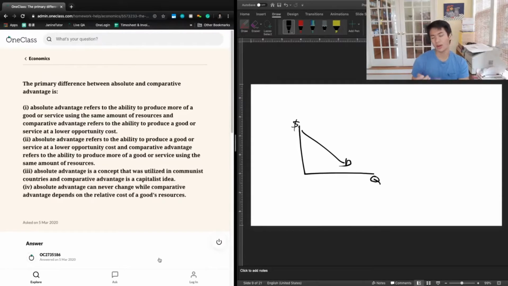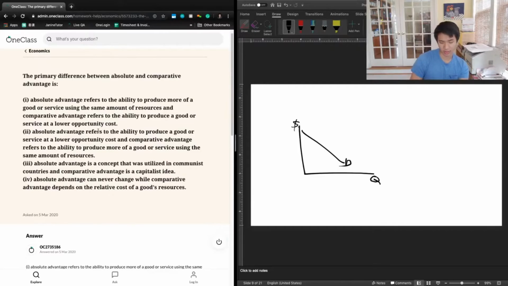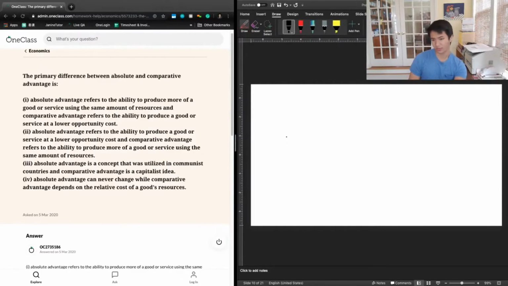And so, looking at the definitions, one seems to directly encompass the two definitions of absolute and comparative advantage. Absolute advantage refers to the ability of somebody or some party to produce more of a good or service given the same amount of resources. And comparative advantage refers to the ability to produce that good at a lower opportunity cost. That's the big difference. And so one is going to be the best answer here. And this is really just a definition-based question.